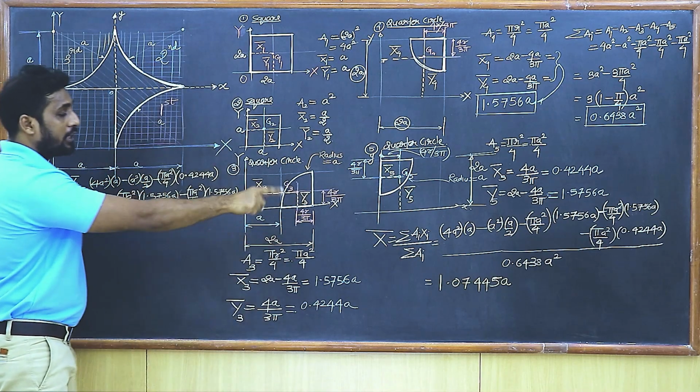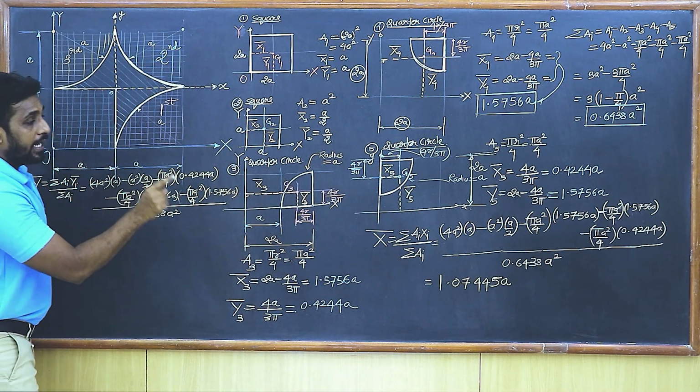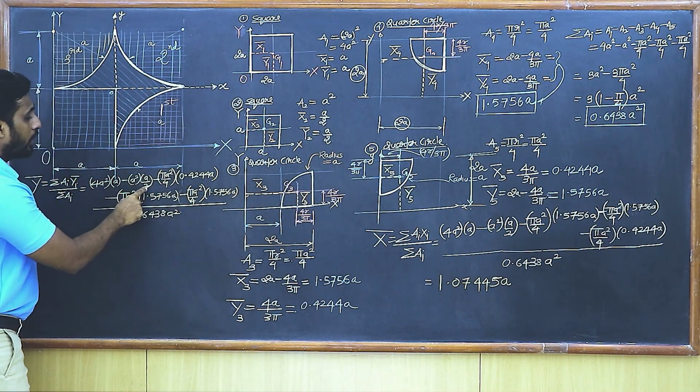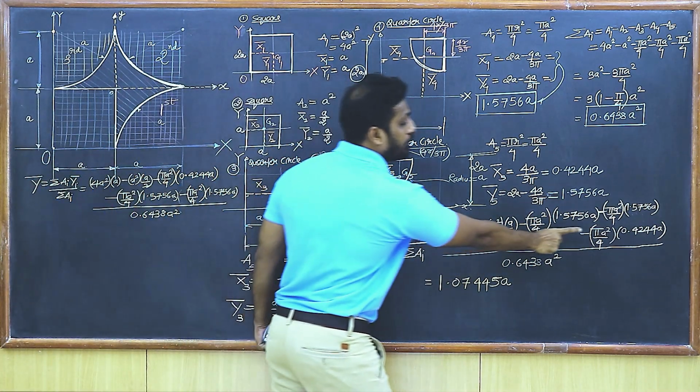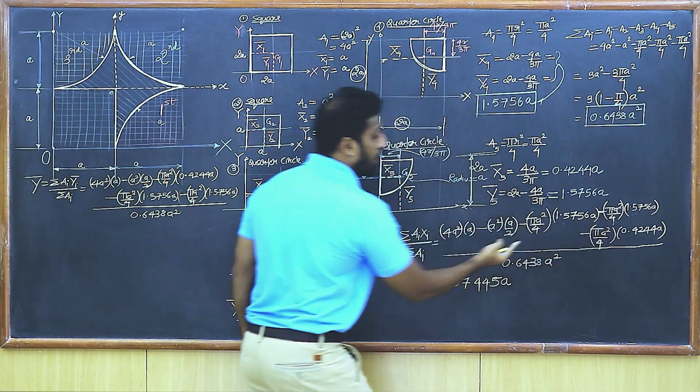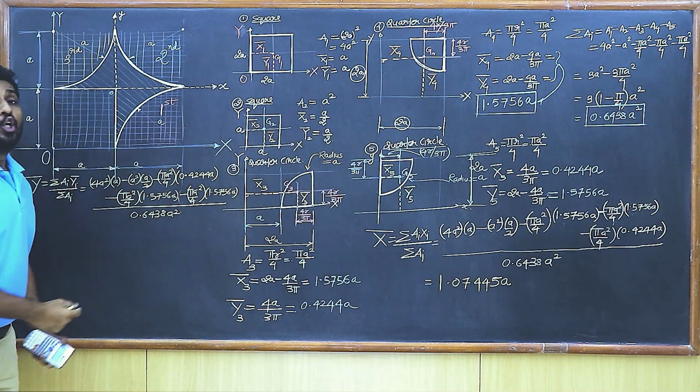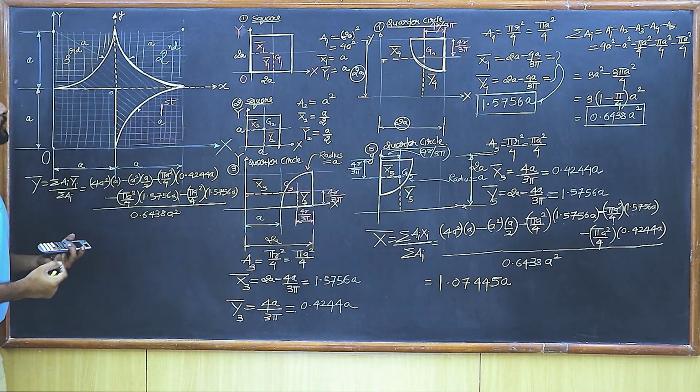x bar. 4a square into a, 4a square into a, then a square into a upon 2, a square into a upon 2. You have pi a square by 4 into the 0.4244a. It is present at the end over here, and these two values are again repeating over here also. So it is an exact same calculation.